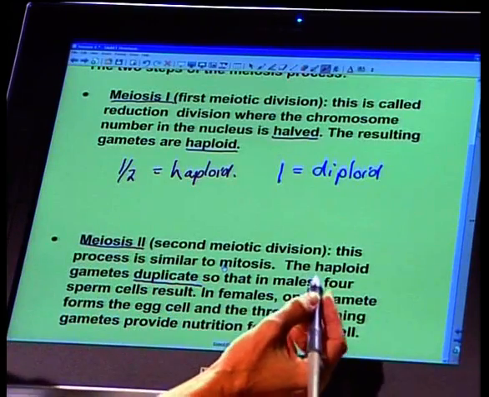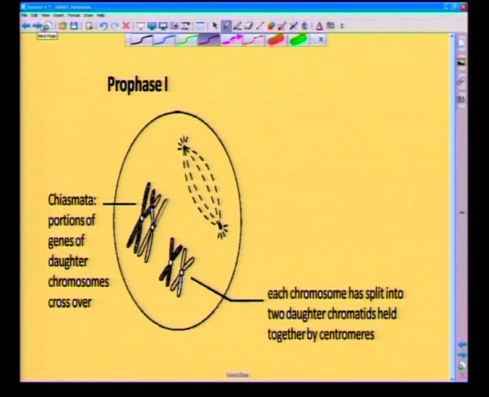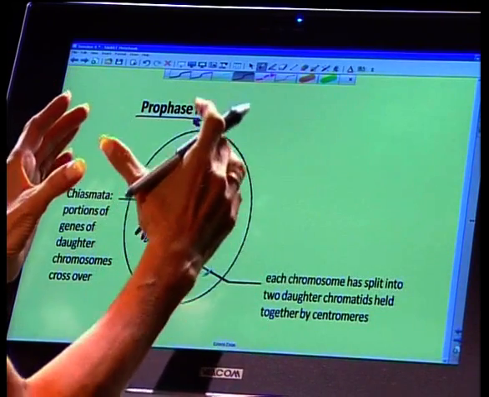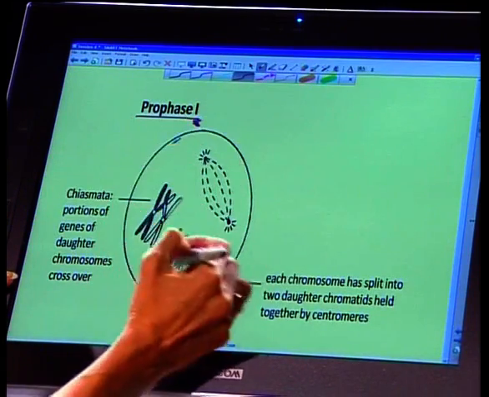All right, so in males, you're going to end up with your sperm cells, and in females, 1 gamete forms the egg cell, and the other 3 remaining gametes form nutrition for this egg cell. All righty, so we've got 2 phases. Now look here. Here it says prophase 1. That tells you it is meiosis 1, or the first meiotic division. Here we have our normal cell, and what you do when we look at meiosis and mitosis is literally the nucleus takes over the entire cell.